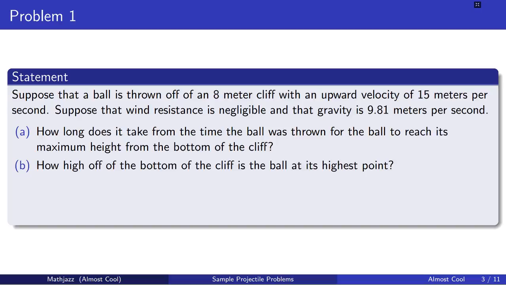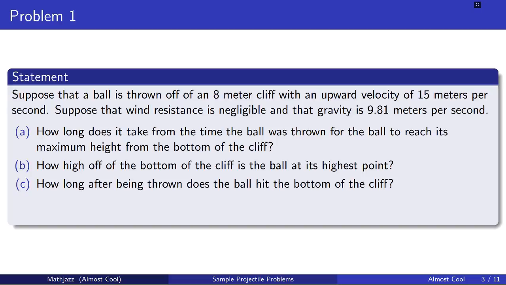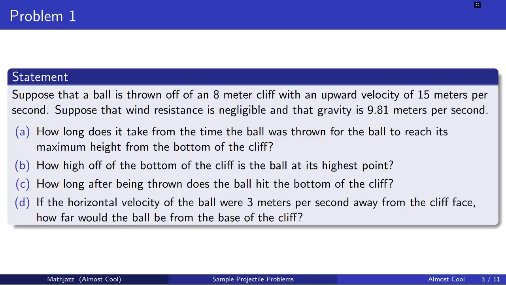B. How high off of the bottom of the cliff is the ball at its highest point? C. How long after being thrown does the ball hit the bottom of the cliff? And D. If the horizontal velocity of the ball were 3 meters per second away from the cliff face, how far would the ball be from the base of the cliff? Pause the video now to work out your solutions, and when you're done, unpause the video and I will go through those solutions.